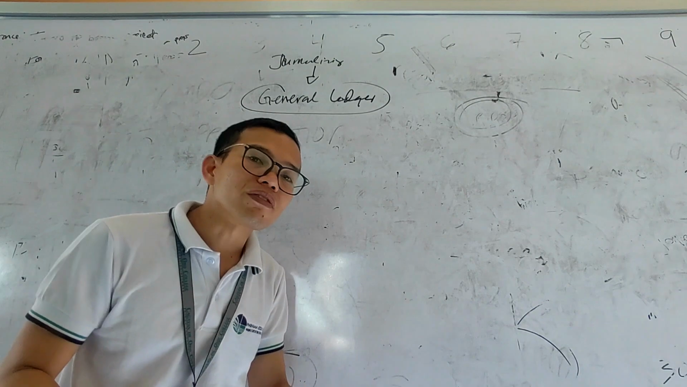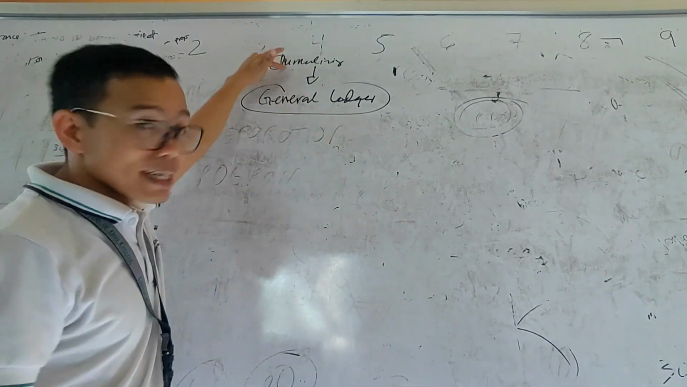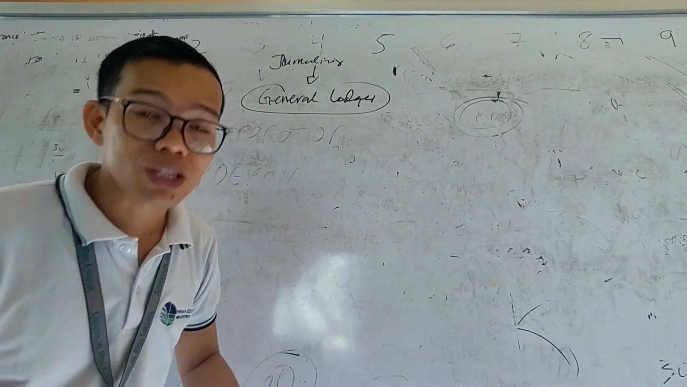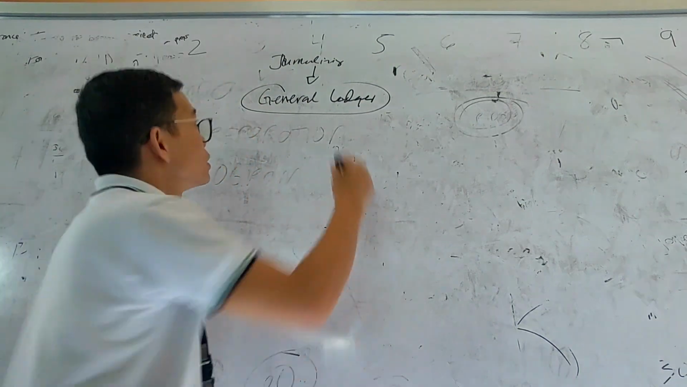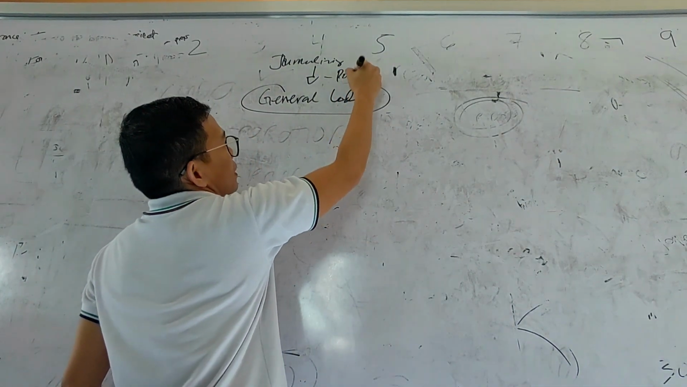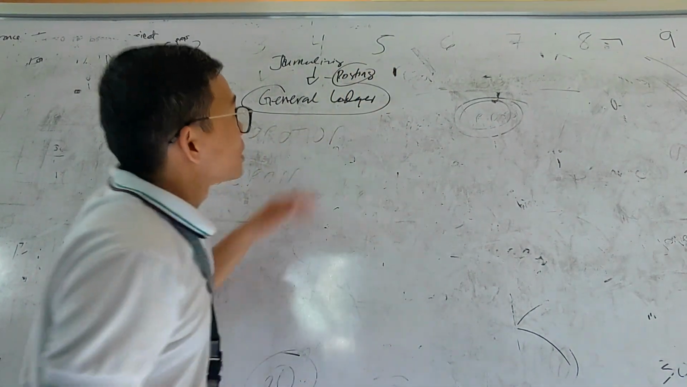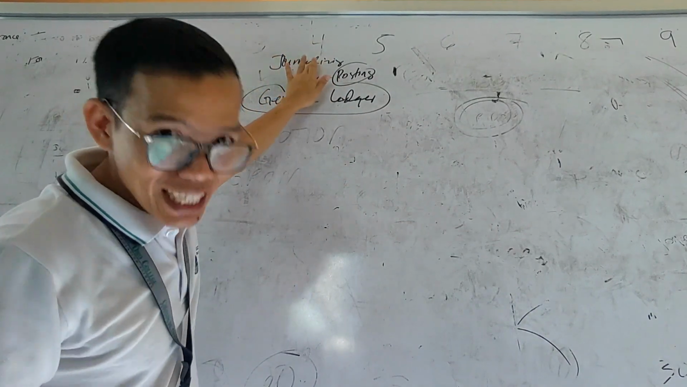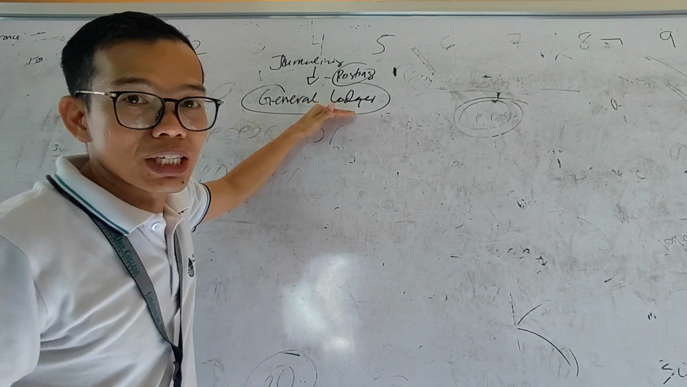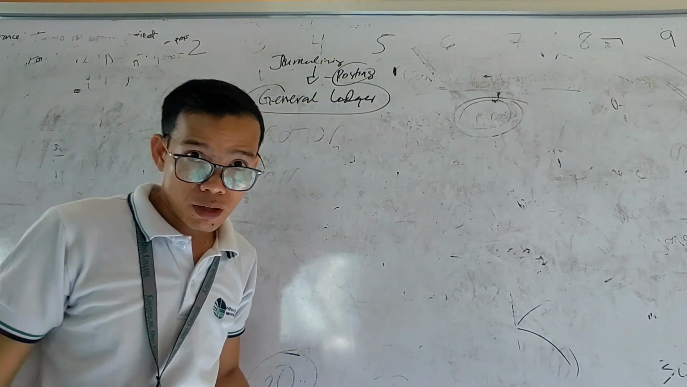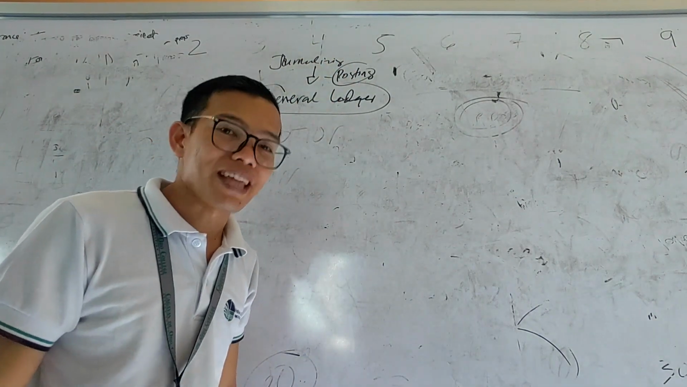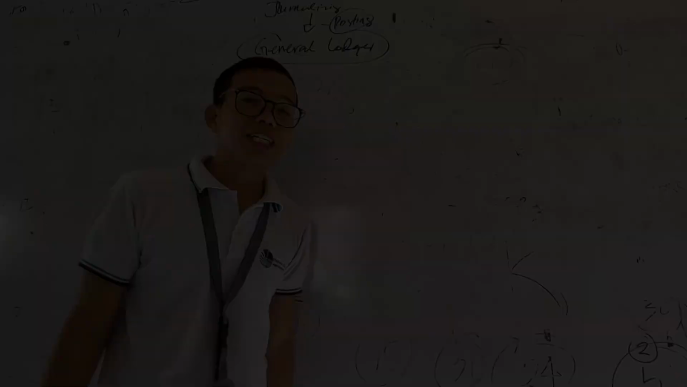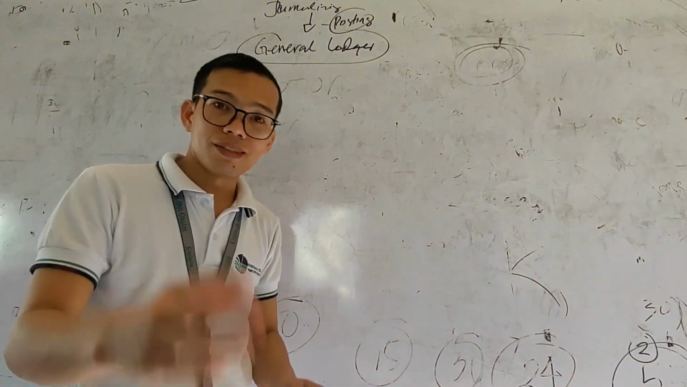Now, the process of transferring entries or journal entries to the general ledger is called posting. Again, the process of transferring journal entries to the general ledger is called posting. So how are we going to do posting then? That's the next question. For example, we have the following entries.